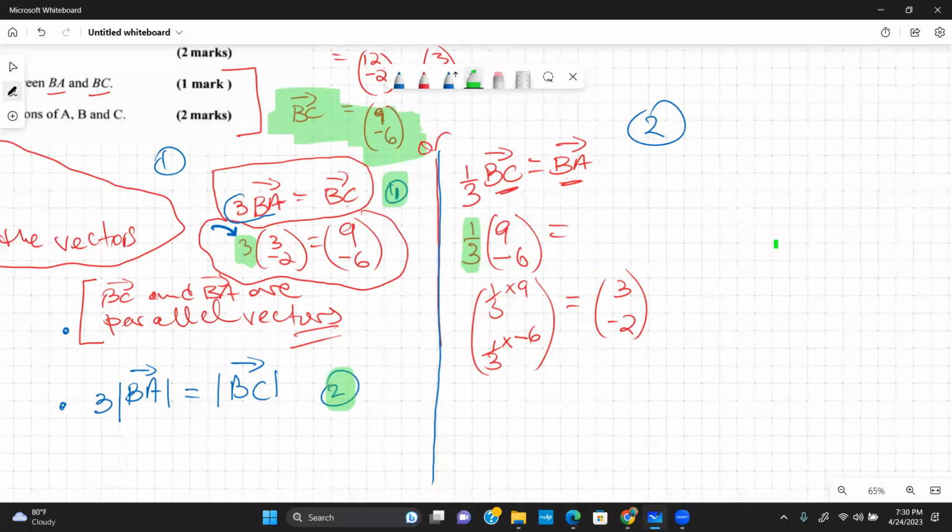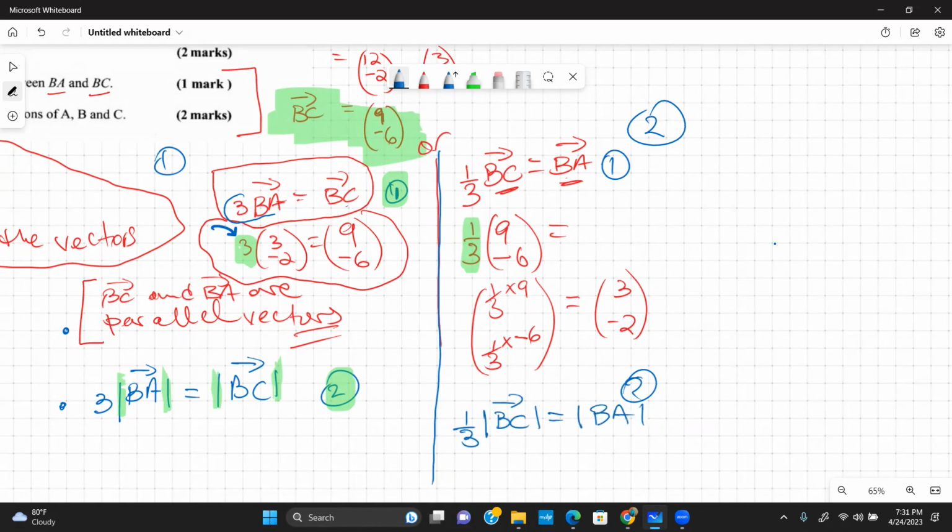Because these are language. It's a communication going on right now, right? You're sending a message when you write it like that. So the same thing that shows you parallelism means that one vector is longer than the other vector, but you have to use the symbol for length this time. So now that's your second argument. Over the other side, this would have been your first argument, and your second argument would be this: 1/3 the size of BC equal to the size of BA.